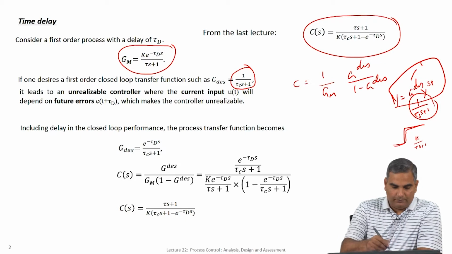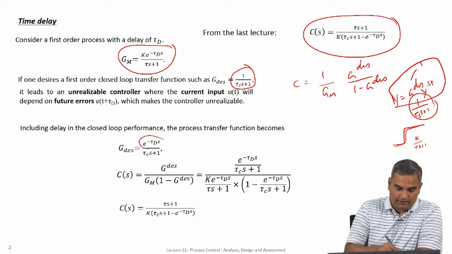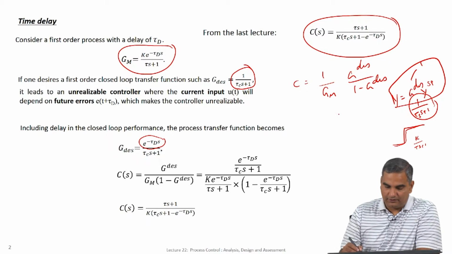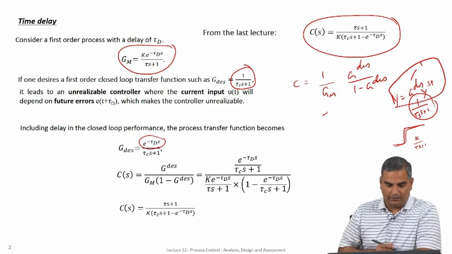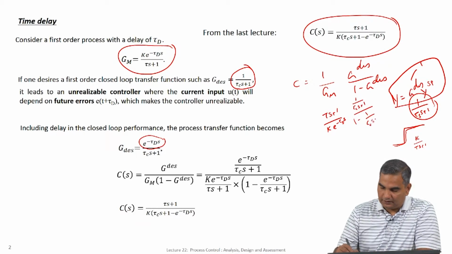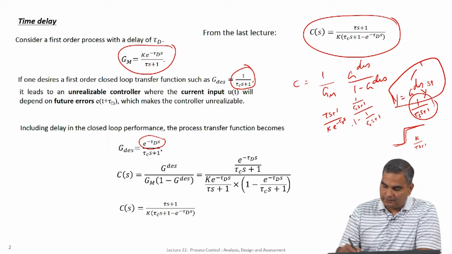Okay, so from time delay systems, we have already seen this. I just wanted to recap this so that you understand again why we make this change here. So we said, if we simply substitute everything here, G model is, for example, (tau s plus 1) by k, e power minus tau d s. G desired is 1 over tau c s plus 1, divided by 1 minus G desired. Tau c s plus 1 and tau c s plus 1 will get cancelled. Tau c s plus 1 minus 1 will be tau c s.